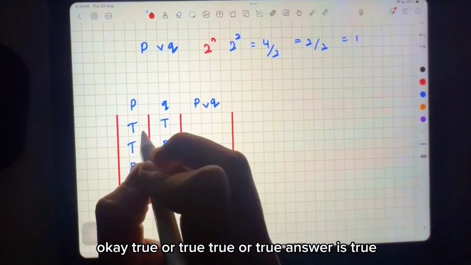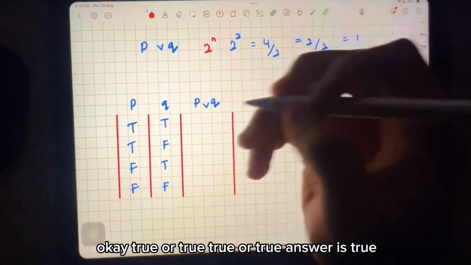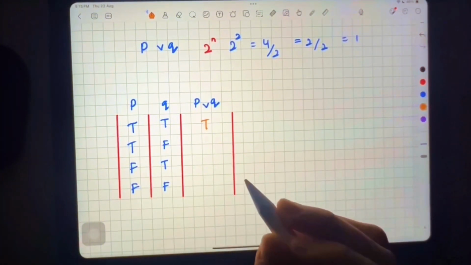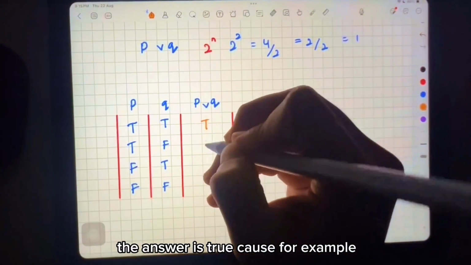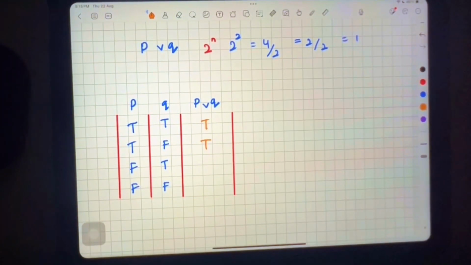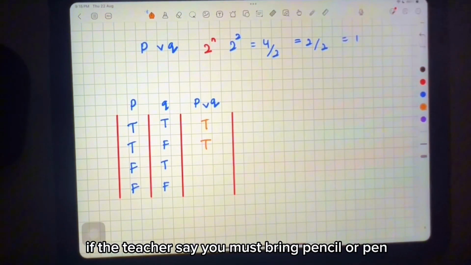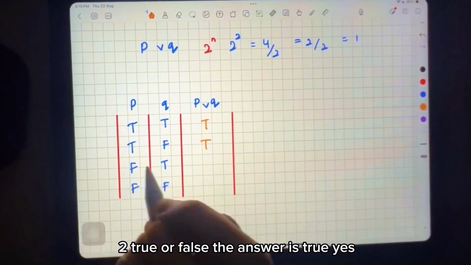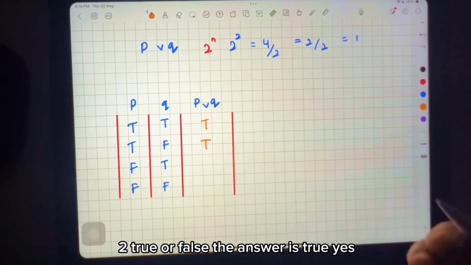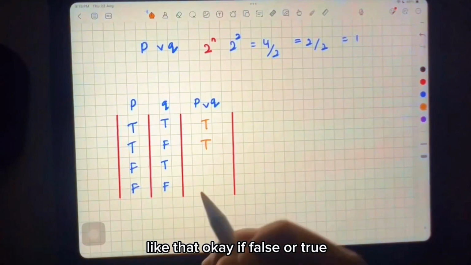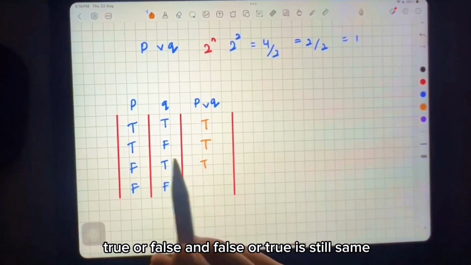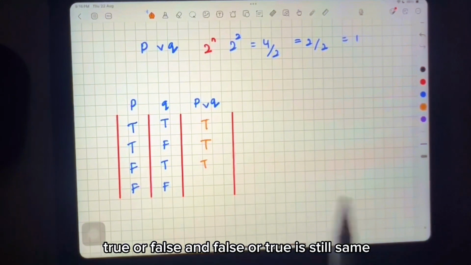Okay, true or true? The answer is true. True or false? The answer is true, because, for example, if the teacher says you must bring a pencil or pen, you can choose either one. So true or false, the answer is true. Like that. Okay, false or true, the answer is still true, because true or false and false or true are the same.